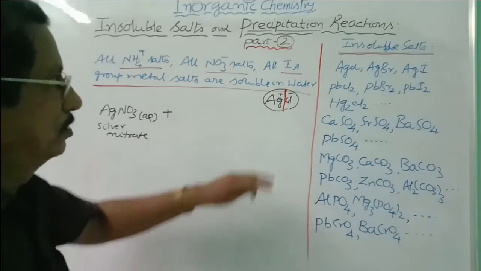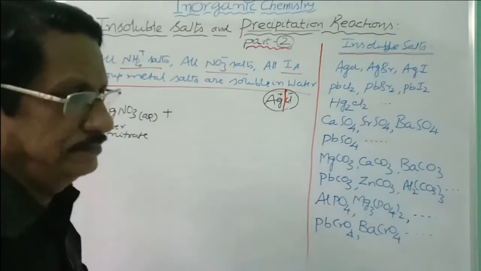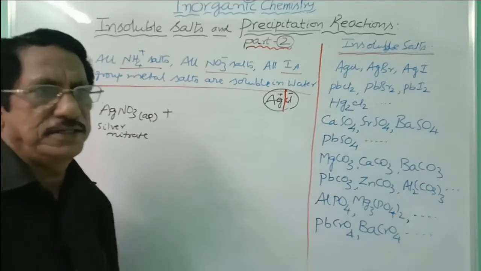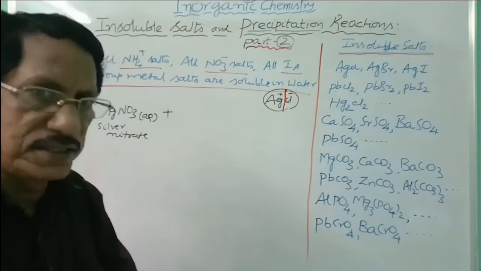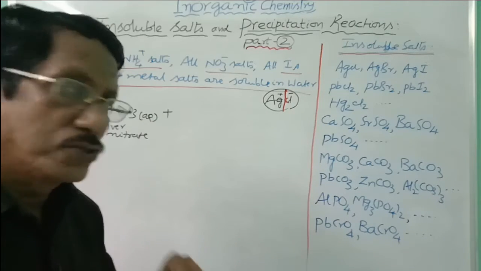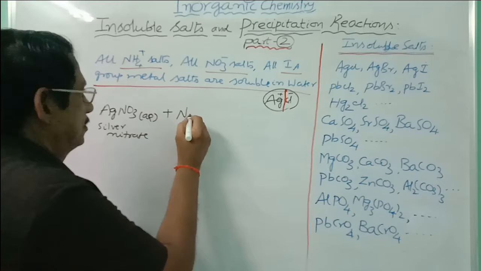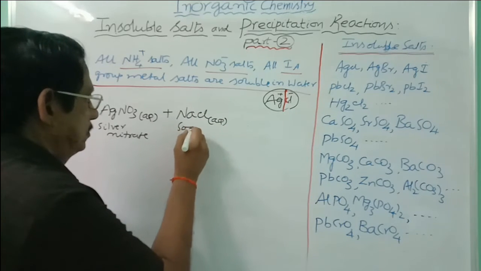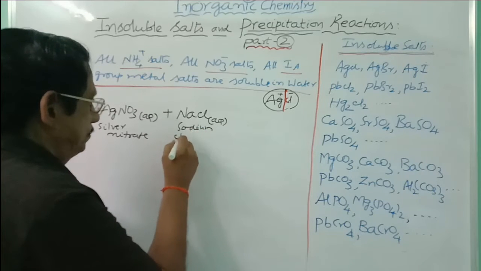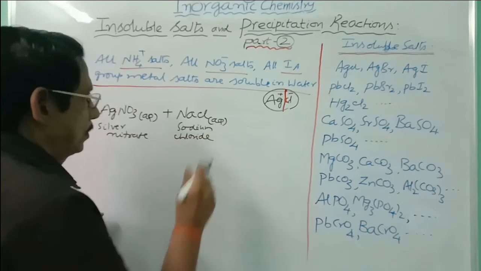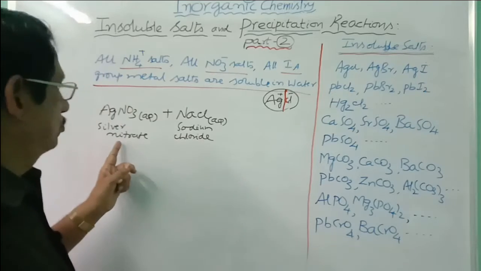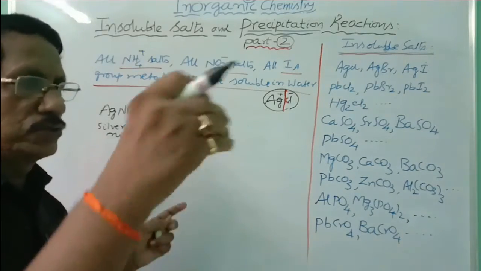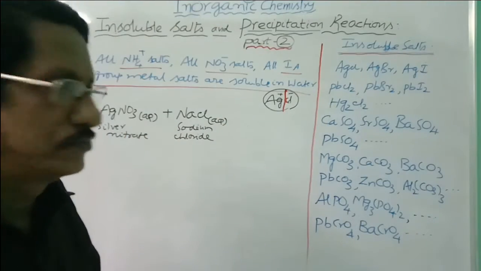In the other test tube, take a solution containing chloride ion. All the first A group metal salts are soluble in water. First A group metals are nothing but cations, so take sodium chloride, NaCl. It is also completely soluble in water. This is sodium chloride. You have to take the silver solution in a test tube and add sodium chloride solution gradually through the walls of the test tube.